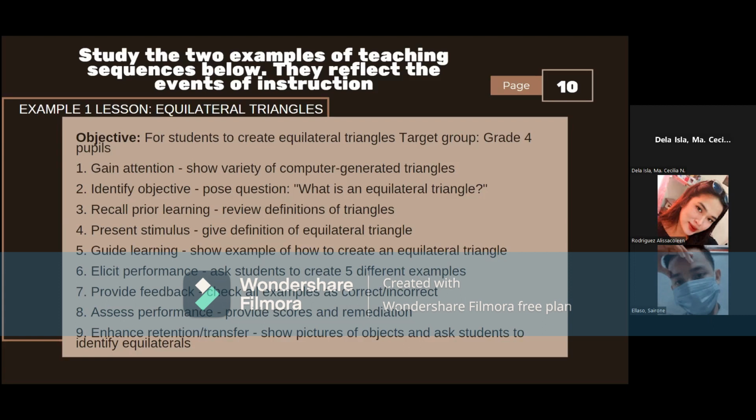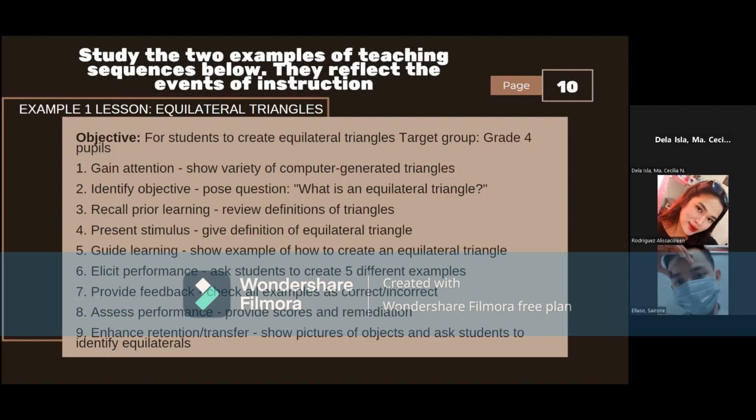So after nun, nagkaroon na ng collaboration and discussion is doon na tayo mag-proceed sa pagbibigay ng activities or task. So here, ang teacher ay nagbigay ang activity na mag-create daw yung students ng 5 different example ng isang equilateral triangle. So after that giving of activities or task, magpo-proceed na po sa provide feedback, no?